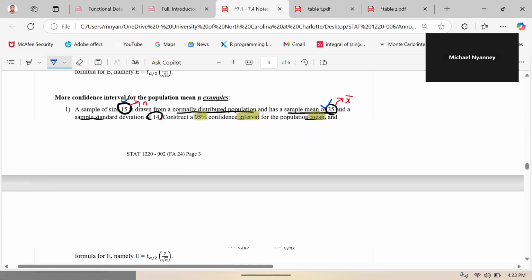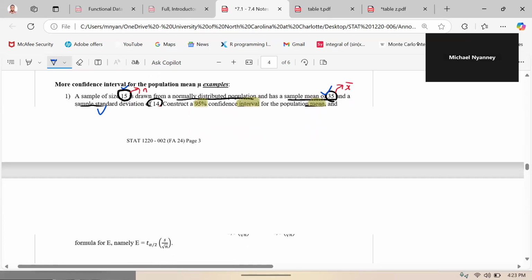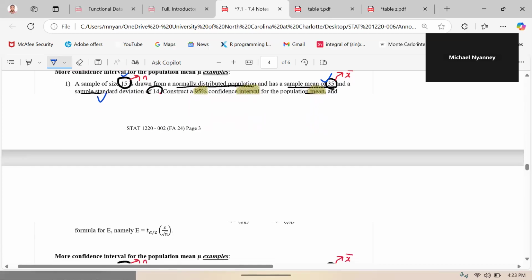And the sample standard deviation is S. Instead of the population, we use the sample. So note it well, the degrees of freedom is 14. This implies that we are using T alpha over 2. So how do you construct it? We have to construct a 95% confidence interval for the population mean. For this one, we don't know sigma. If it was Z, then we know that for 95%, we get the Z alpha over 2 of what?